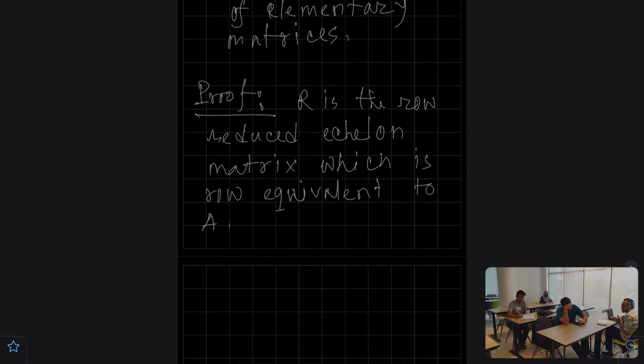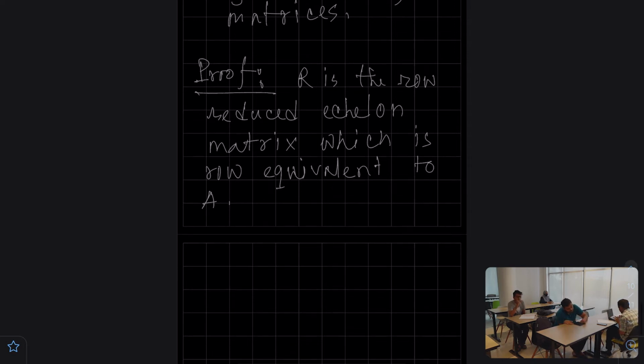Then, using the definition of the elementary matrices, we know that R is row equivalent to A. That means there exists a finite sequence of ERO. If I apply those ERO on matrix A, then I will get R. Okay. And if I translate this definition using the elementary matrices, then R is equal to EK times E2 E1 of A. Right?